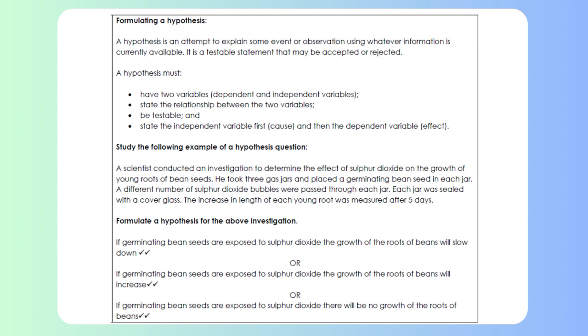If germinating bean seeds are exposed to sulfur dioxide, the growth of the roots of beans will slow down. Or, if germinating bean seeds are exposed to sulfur dioxide, the growth of the roots of beans will increase. Or, if germinating bean seeds are exposed to sulfur dioxide, there will be no growth of the roots of beans.